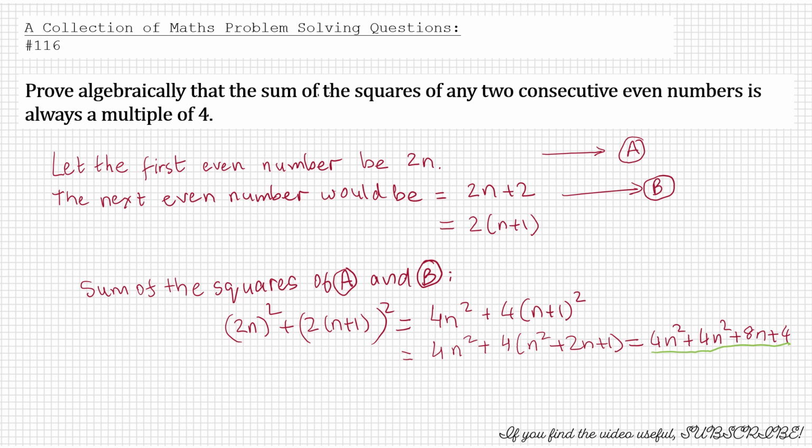And then adding up 4n square plus 4n square, you get 8n square plus 8n, plus 4. Now this is a multiple of 4 clearly. So you see, if you take 4 outside the bracket, you get 4 times 2n square plus 2n plus 1. And this is a multiple of 4. So we have proved that the sum of the squares of any two consecutive even numbers is always a multiple of 4.